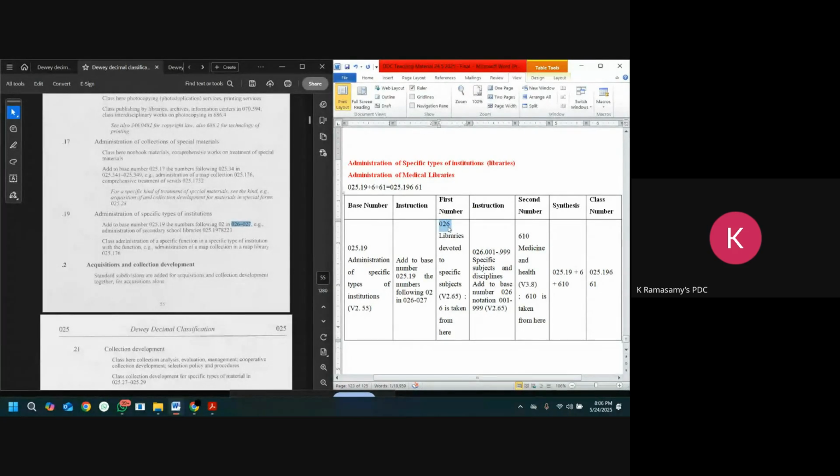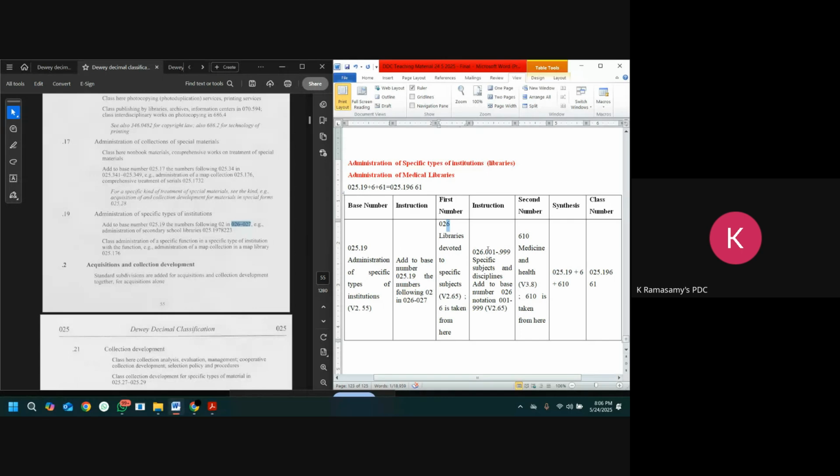So what is the instruction? According to the instruction, the number following 02. I should not take 02. I should take 6. Okay, so 025.19 plus 6 from 026 I have taken. Okay, the first number is added. That is, from 026, I have taken only 6, and that 6 is added to the base number. What is the base number?